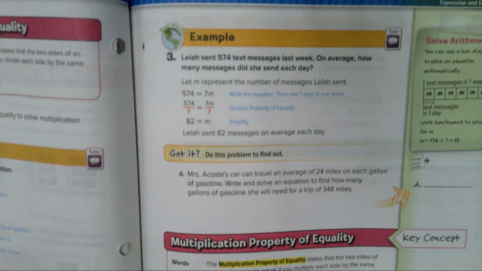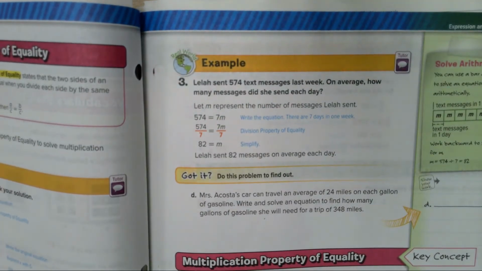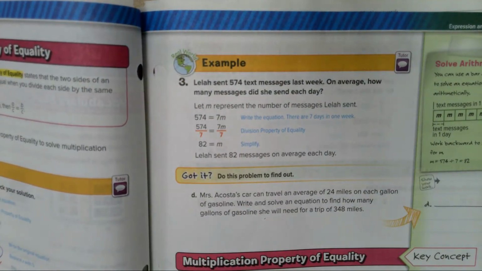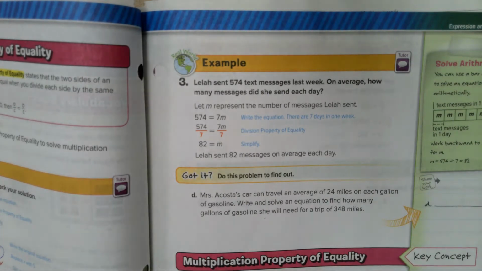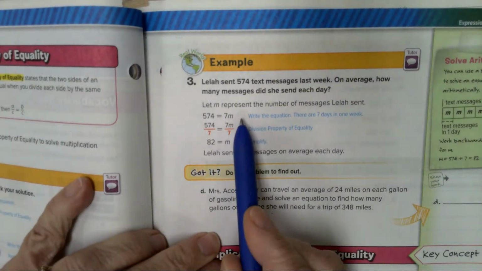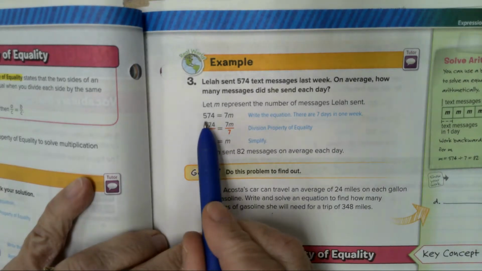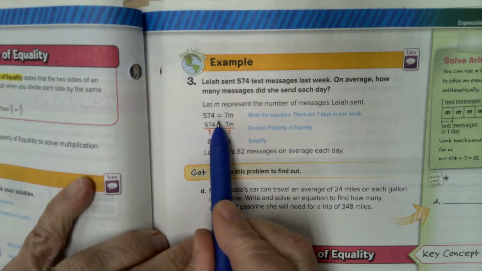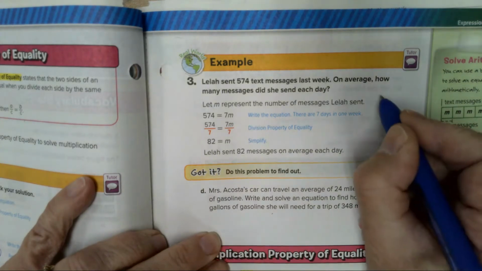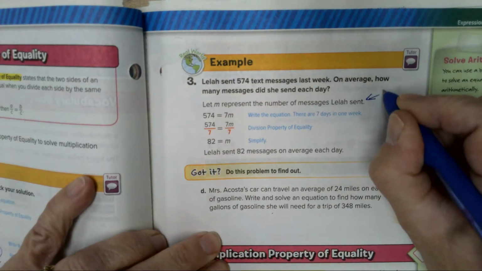All right, now let's move on to example 3. In this problem, Leela sent 547 text messages last week. On average, how many messages did she send each day? It says let M represent the number of messages Leela sent. All right, 574 equals 7M. This statement is the part where you define your variable.